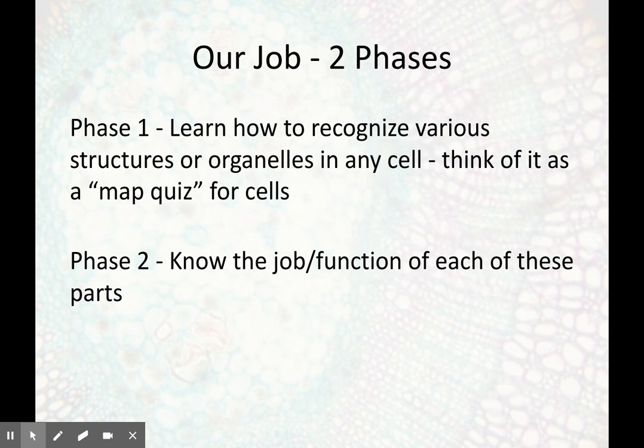So the first quiz that we are going to have, at least for me, Mr. Bogdan, is just going to be like a map quiz. I'm going to bring up a picture of a eukaryotic cell, and I'm going to ask you which parts are which. All you have to do is name them. Phase 2 is our second week of this part of the book, and that is to actually know the jobs of each of these parts.